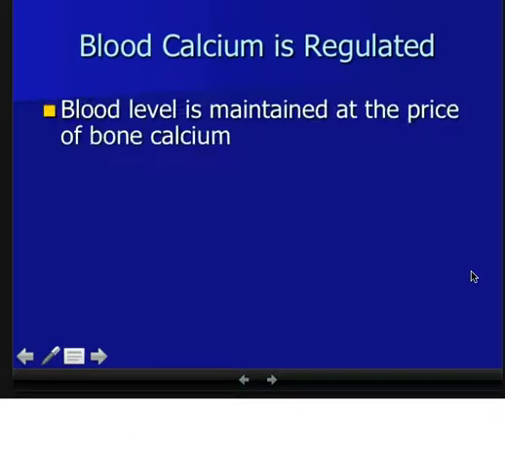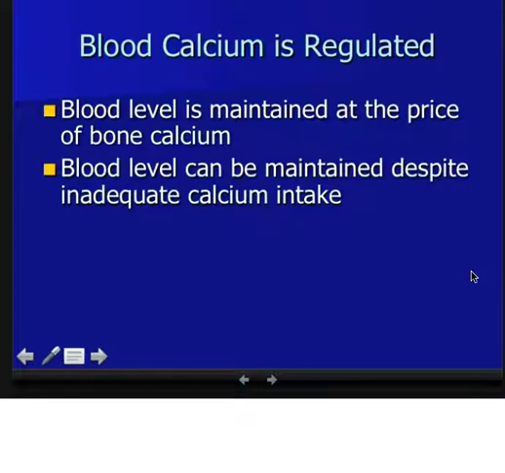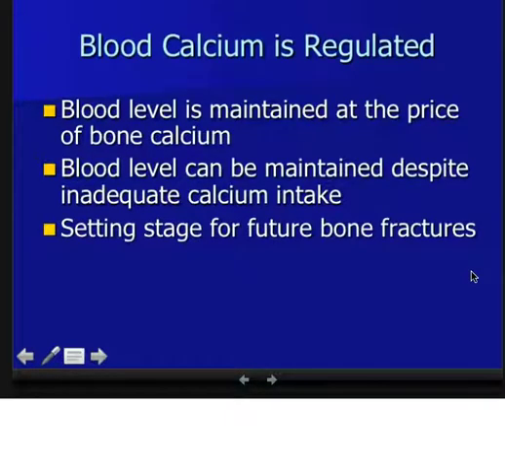How do we regulate blood calcium? The blood level is maintained at the price of the bone. The bone is the storehouse for calcium in our bodies. Blood level can be maintained despite inadequate calcium intake, and what you do is you get it from the skeletal system if you don't take it into your diet. This can set the stage for future bone fractures as bone becomes less and less dense.